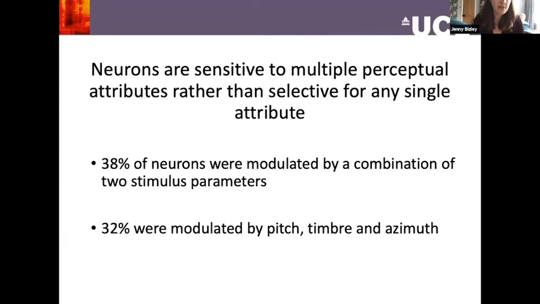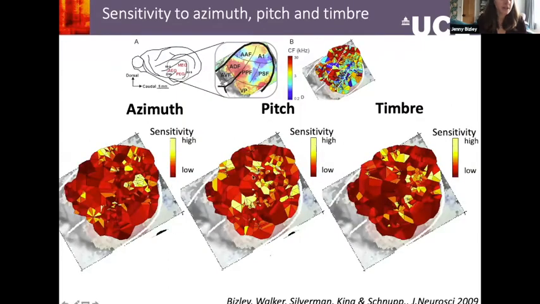So nearly 40% of neurons were represented by at least two of the stimulus parameters. Just over 30% were actually modulated by all three. So we actually found relatively little evidence of specialized populations of neurons that were selective for single attributes. When we stepped back and asked where we find neurons of each response type across the surface of the cortex, we also didn't see much evidence that particular cortical areas were specialized for any of these three attributes.